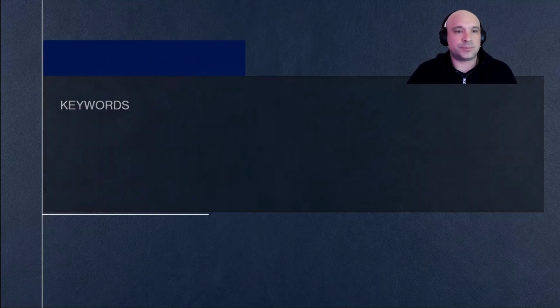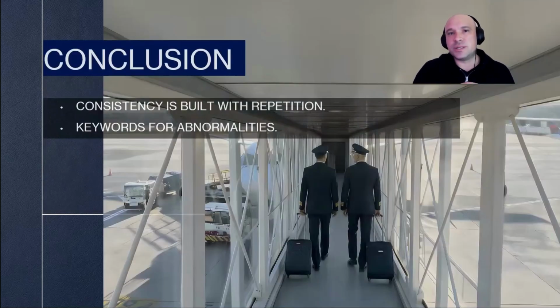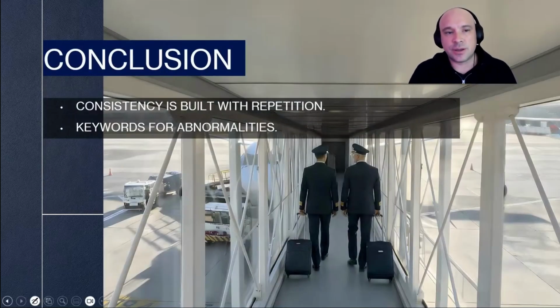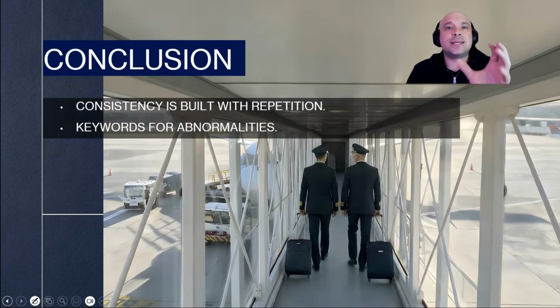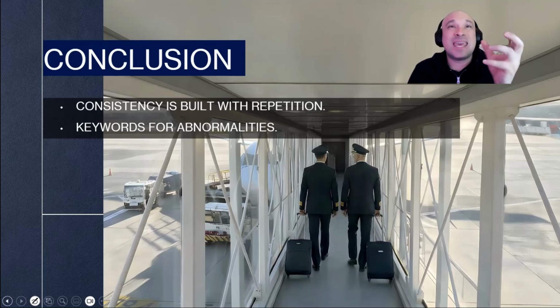Okay, so before we continue with the example, I would like to conclude on two things. First of all, consistency is built with repetition. So you have to repeat the use of this shorthand in order to develop it as much as you can and in order to interiorize the use of it. And the other part is just the keywords for an abnormality. So remember, keywords, it's about understanding the specific key points and key moments that are going to help you find more information.